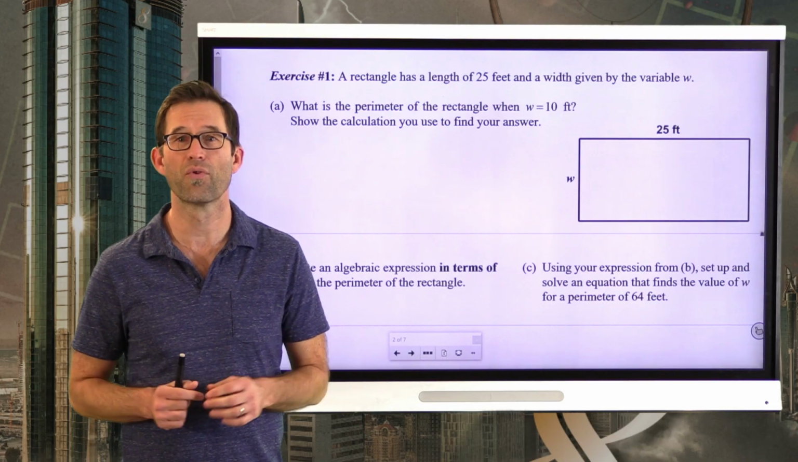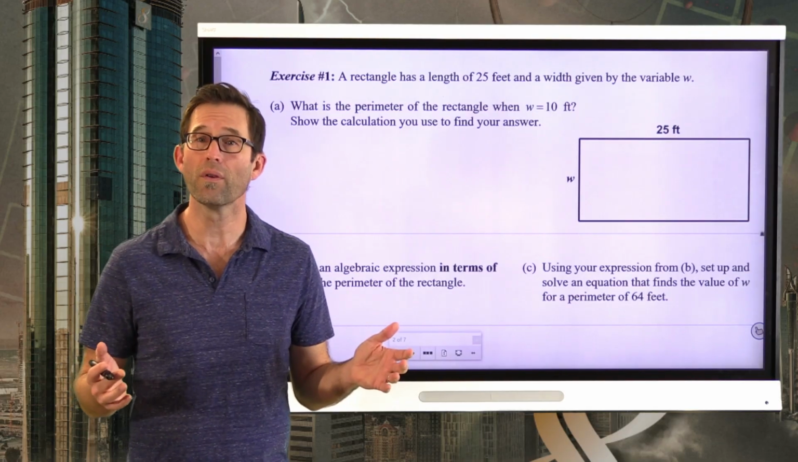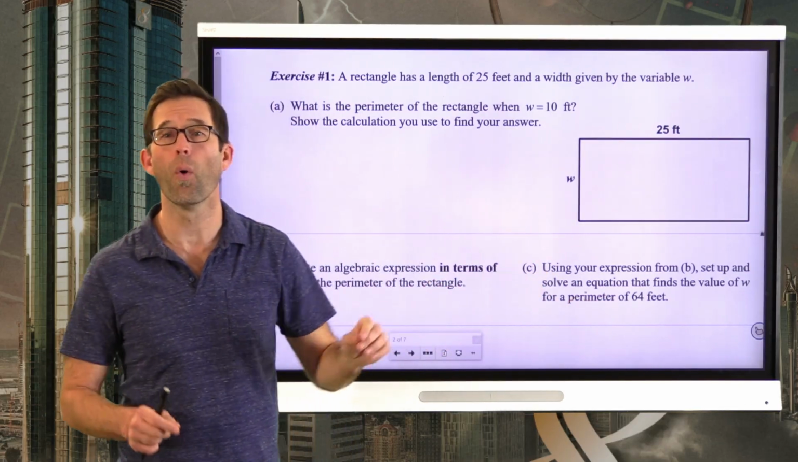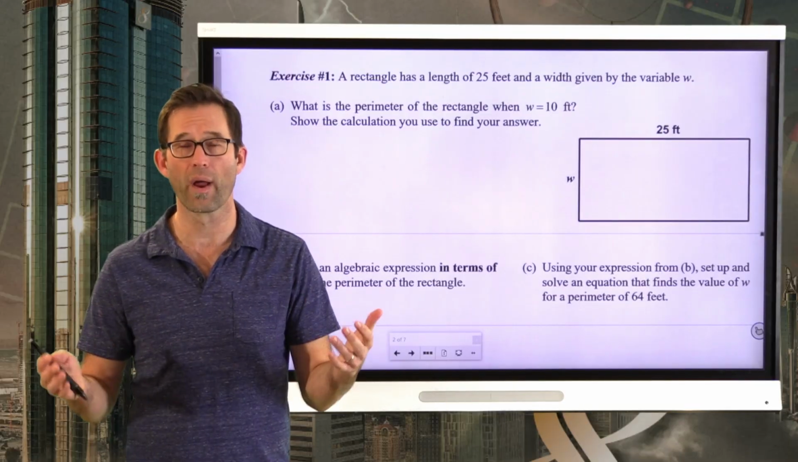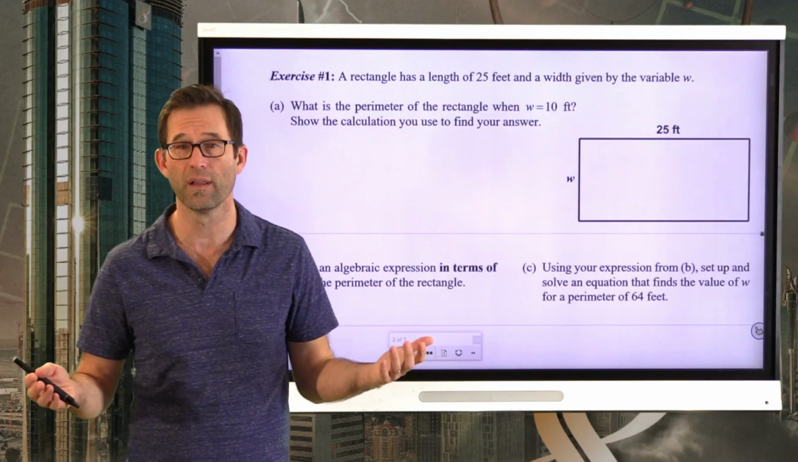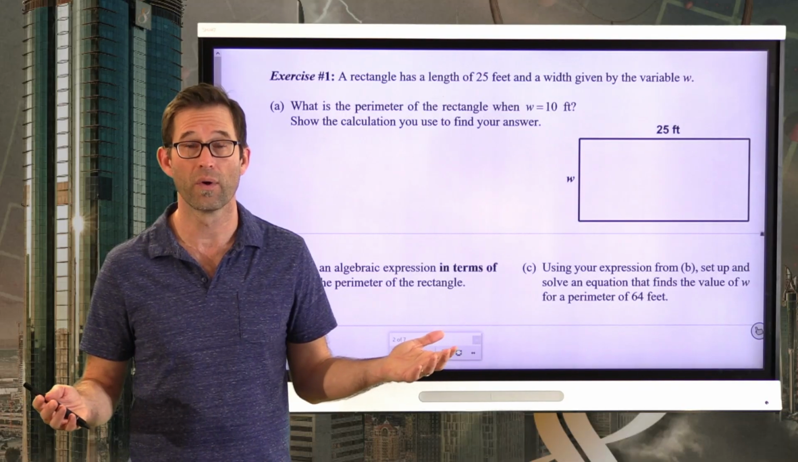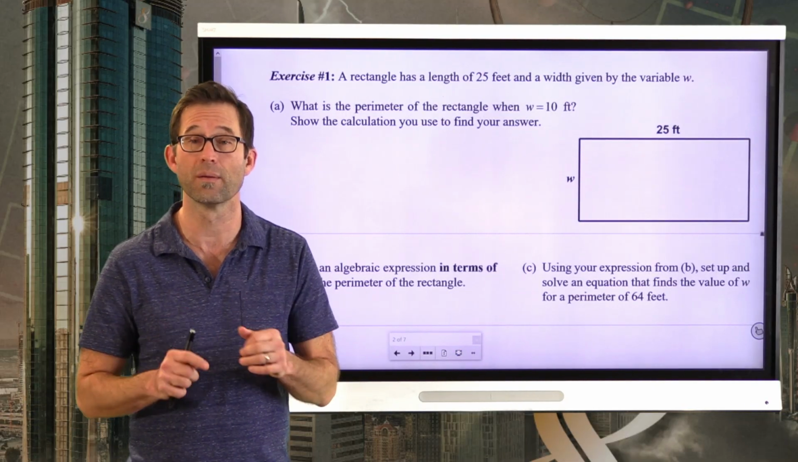All right, let's go through it. As you well know, the perimeter is just the sum of the lengths that go all the way around the rectangle or whatever figure you're dealing with. Now, it's important, obviously, to distinguish that from area, and we're going to do an area problem in just a bit.